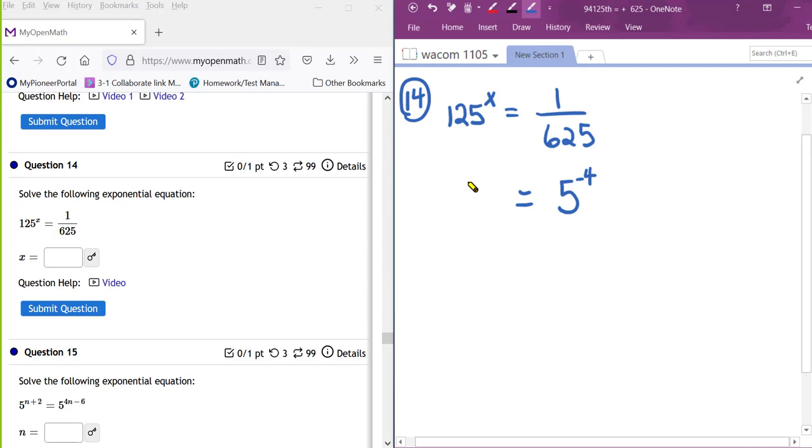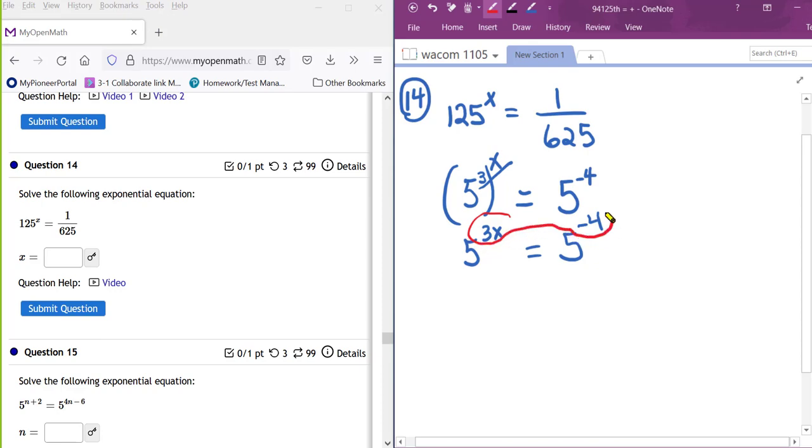This would give us 5 to the 3rd, and then it's to the x, and your rule here is keep the base and multiply. So 5 to the 3x equals 5 to the -4. Now your bases match, so you can set these exponents equal to each other and solve. So 3x equals -4, and divide by 3. So x equals -4/3.